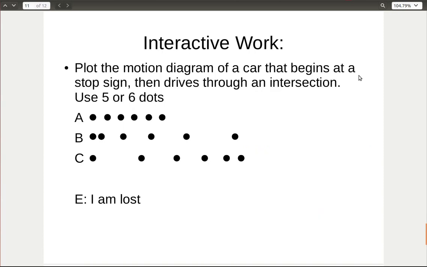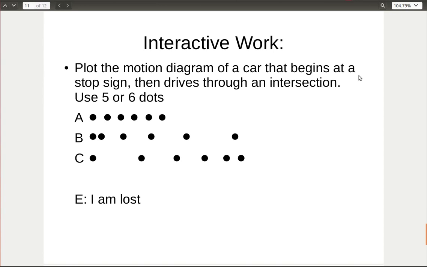Okay, another interactive work. Plot the motion diagram of a car that begins at a stop sign, then drives through the intersection. So, I really want you to visualize this in your mind. Imagine yourself in a car at a stop sign, your foot moves to the gas pedal, presses the gas pedal, and you move through the intersection. I want you to imagine the motion diagram, that is the dots, that represent your motion from being at the stop sign and then moving through the intersection. So I'm giving you a choice here.